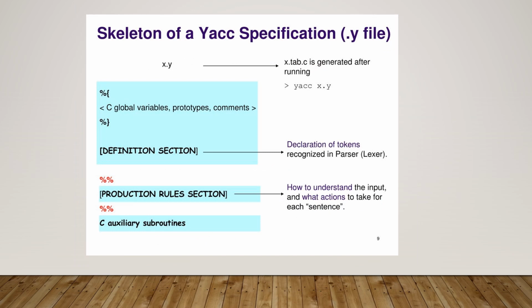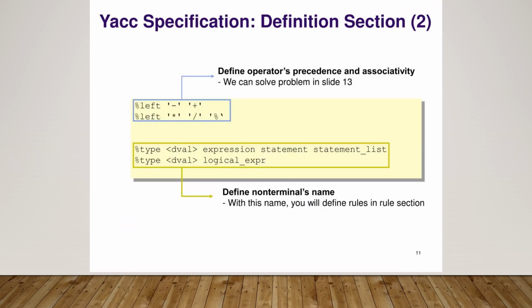Here is a skeleton of the Yacc specification .y file. X.y shows that x.tab.c is generated after running. Here is a program which represents the skeleton of the Yacc specification: C global variables, prototypes, comments, and the definition section, which declares the tokens recognized in the parser. There are three sections: the definition section, the production rule section and auxiliary subroutines. The second one is the production rule section. Here it shows how to understand the input and what action to take for each rule.